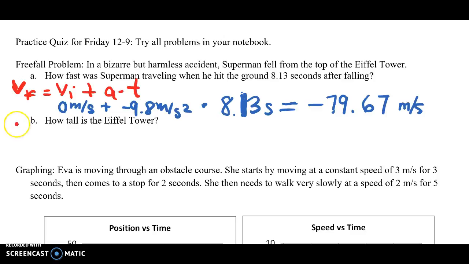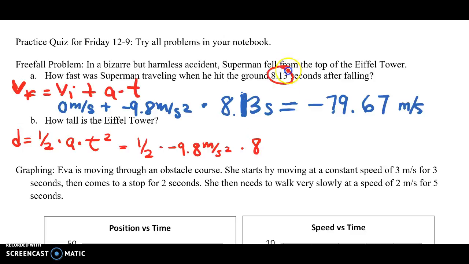Second question, how tall is the Eiffel Tower? You're trying to figure out distance. So the distance equation is 1/2 times A times t squared. Again, acceleration is just negative 9.8 meters per second squared, and then multiplied by your time, the 8.13 seconds squared. So for that question, you get negative 647.7 meters as your answer.